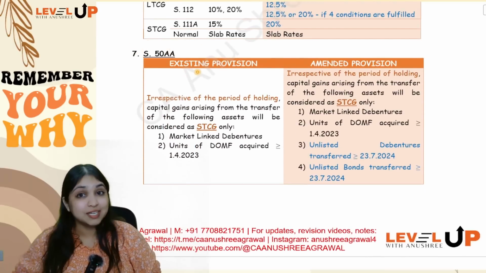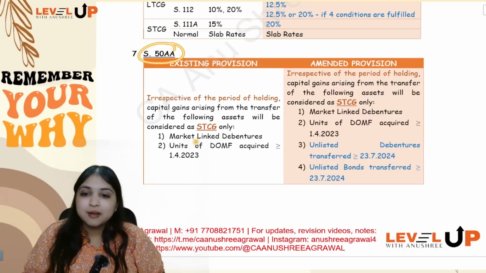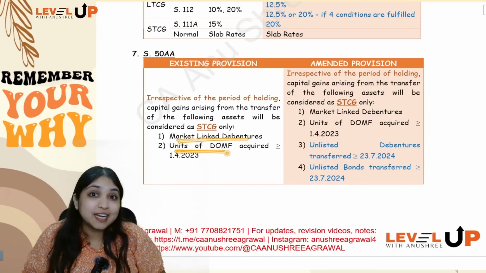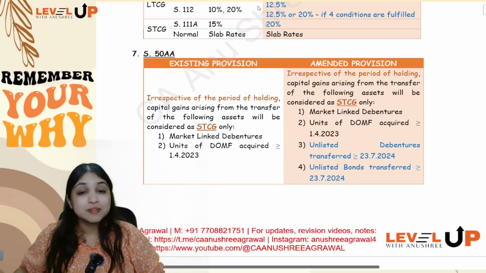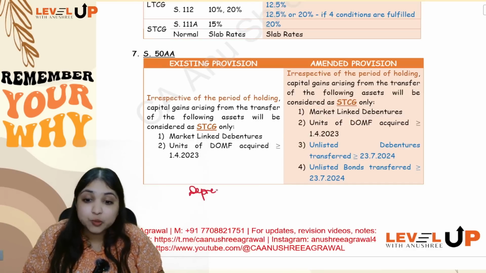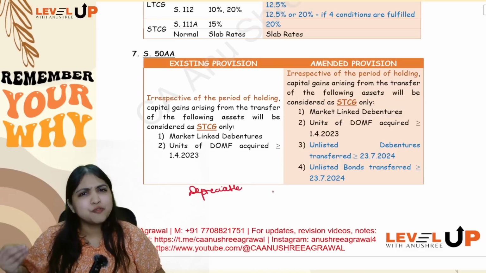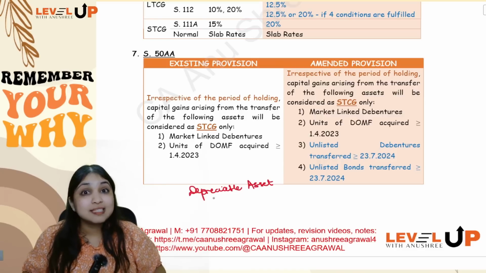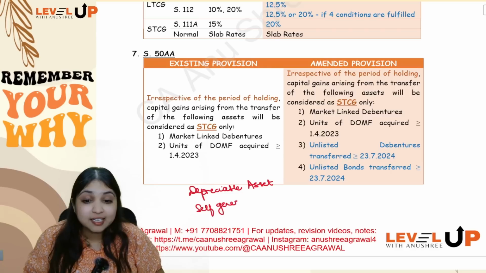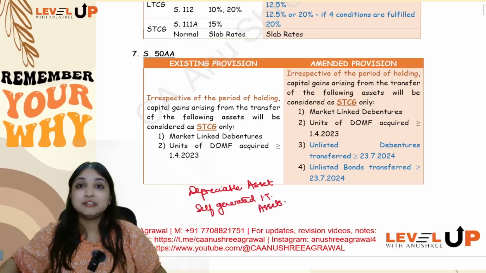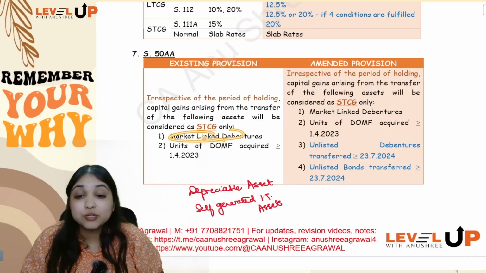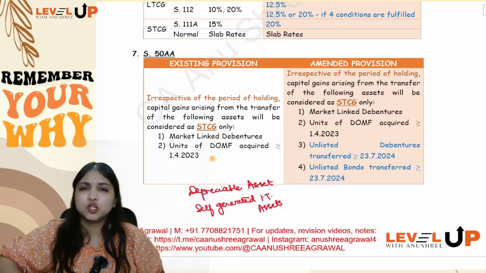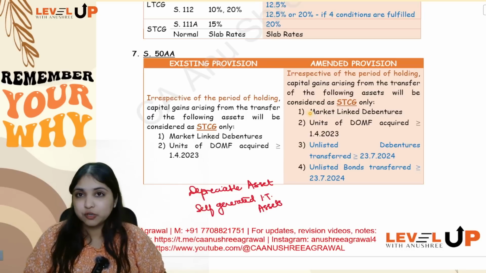50AA was existing even earlier. 50AA used to say that market linked debentures and units of debt oriented mutual fund, I don't care about the period of holding, it will always be short term only. Same way, even depreciable assets WDV basis, irrespective of the period of holding, always short term only. Similarly, self generated intangible assets, even that we used to learn, right, irrespective of period of holding, always short term only. Same way, even market linked debentures and units of debt oriented mutual fund were always considered to be short term only, irrespective of the period of holding.